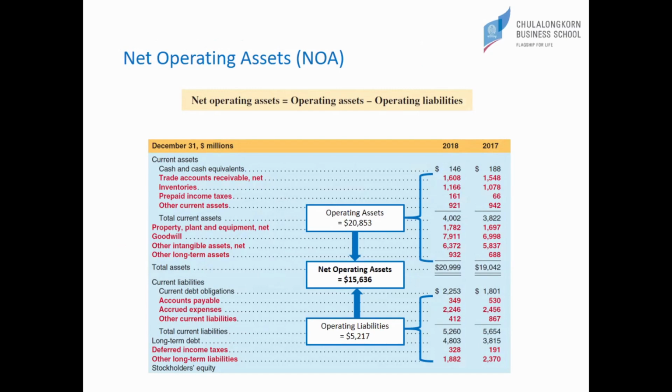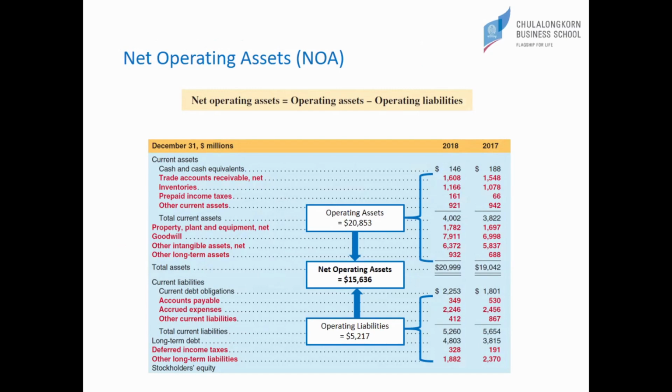Cash and cash equivalent is not considered an operating asset because most companies don't want to hold cash. When we say cash and cash equivalent, in most cases these amounts are cash equivalents, which are marketable securities that mature within 90 days. So it's actually a kind of investment. That's why this 146 of cash and cash equivalent is not categorized as an operating asset.